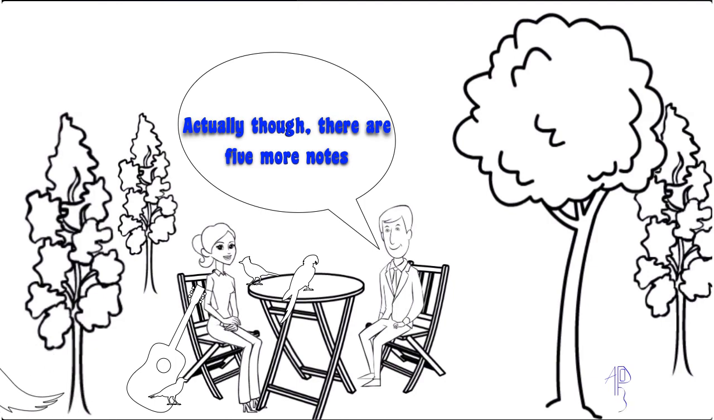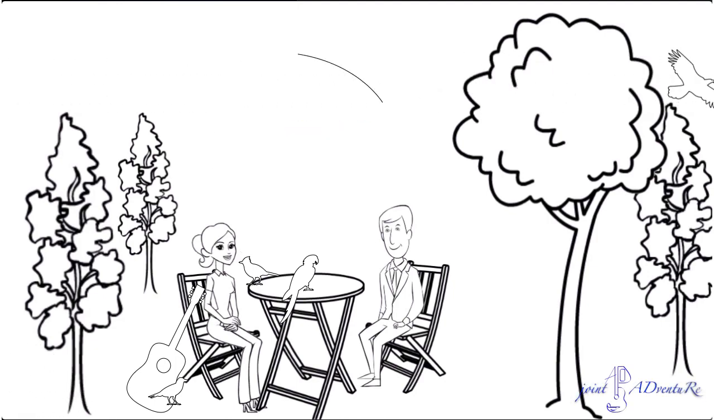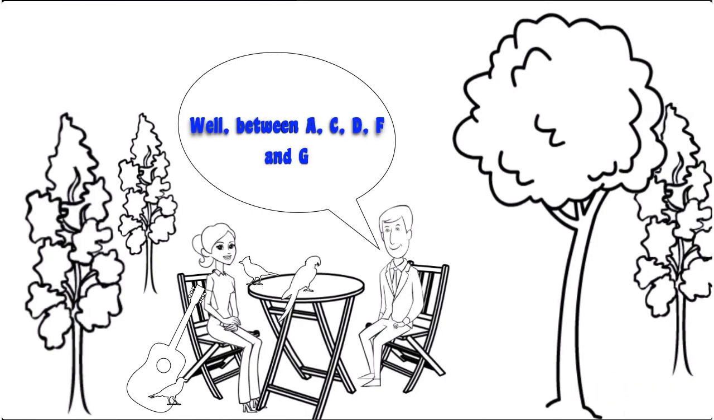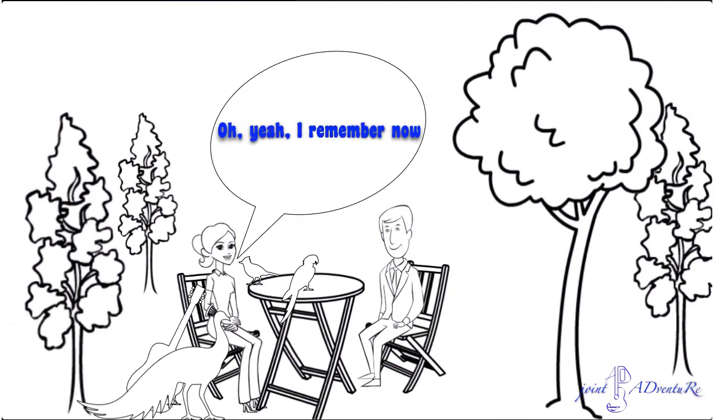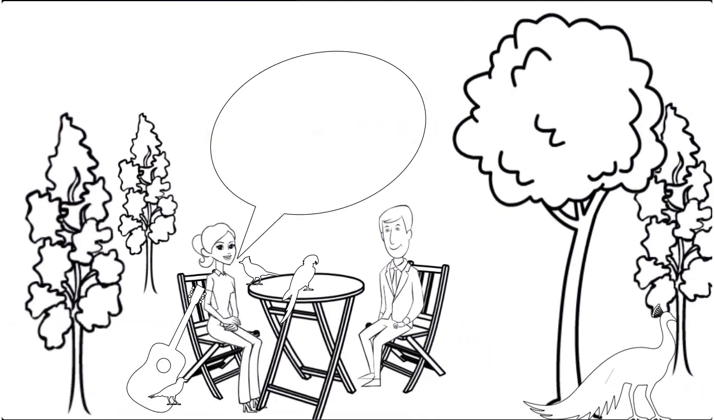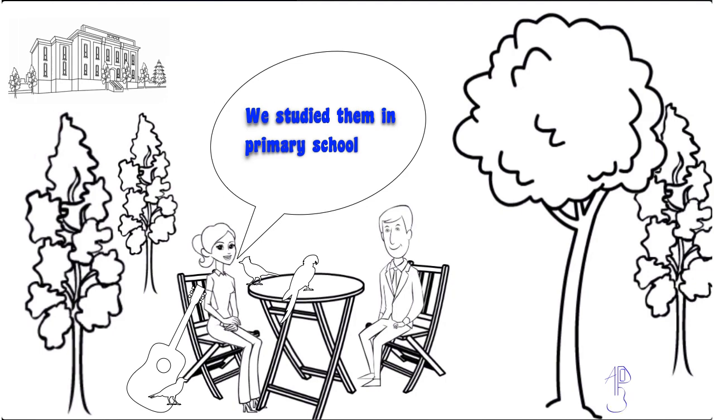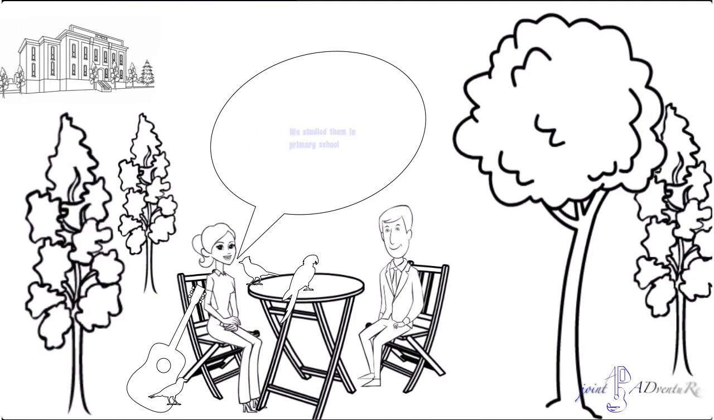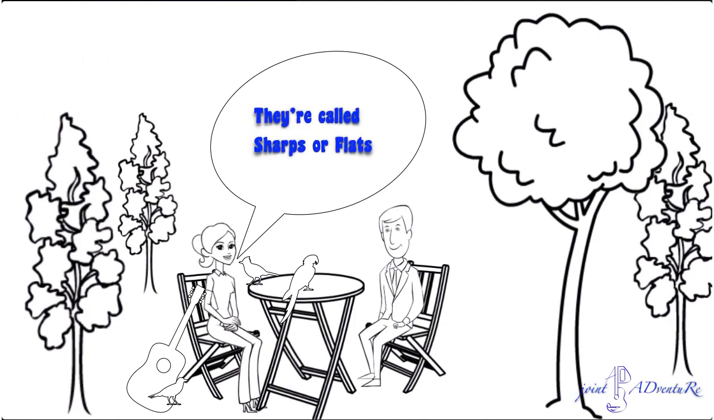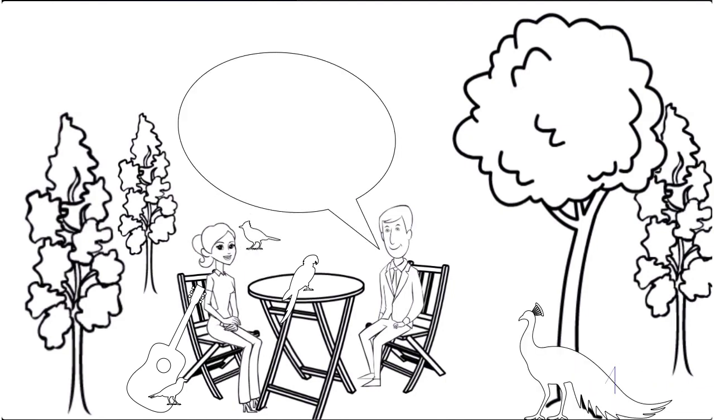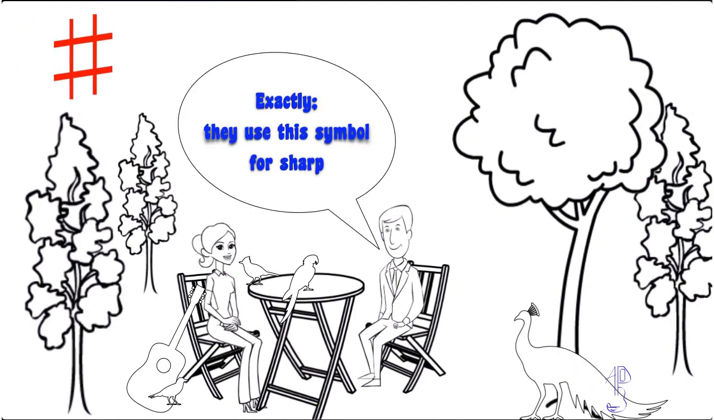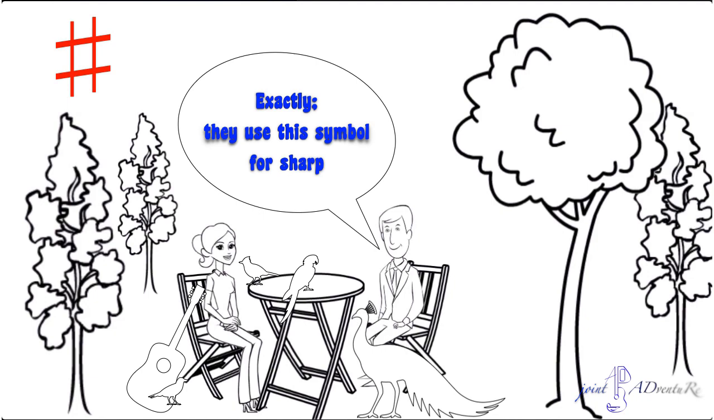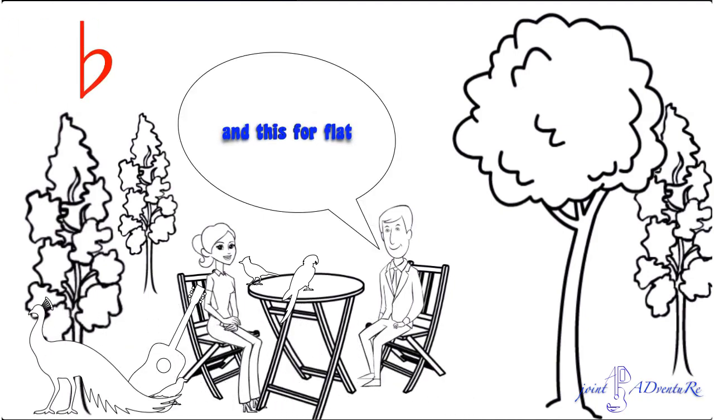Actually, though, there are 5 more notes. Where? Well, between A, C, D, F, and G. Oh yeah, I remember now. We studied them in primary school. They're called sharps or flats. Exactly. They use this symbol for sharp and this for flat.